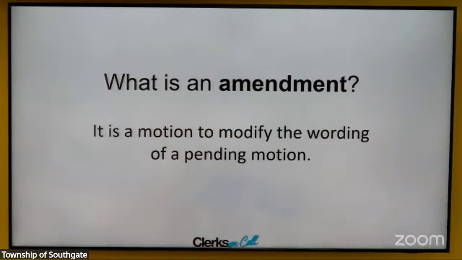And all amendments need to be germane, so they need to relate to the actual subject matter of the main motion. They can't bring up a new item or a new topic. Amendments can be made anytime during debate, provided that the main motion has been properly moved and seconded.